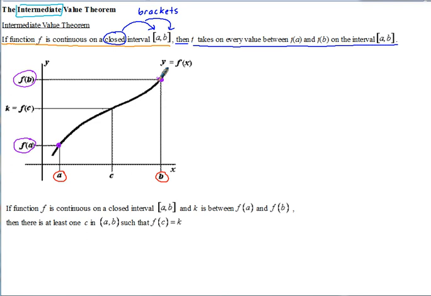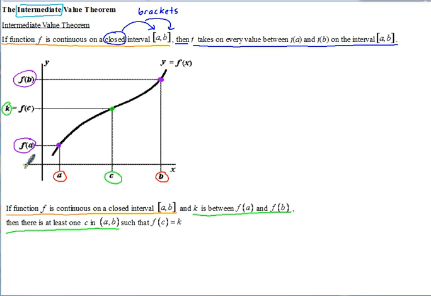This is the same theorem, just worded in a slightly more specific way. Again, it has the same condition: if f is continuous on a closed interval from a to b. But this time, it says, and k is between f of a and f of b. So k just represents any y coordinate that's between these two y values, f of a and f of b. Then there is at least one c in the open interval a to b. Notice this is an open interval because c can't be at the endpoints. It has to be somewhere in between, such that f of c equals k. So that when you plug that specific x value c into the function, it gives you the specific y value k that's between f of a and f of b.